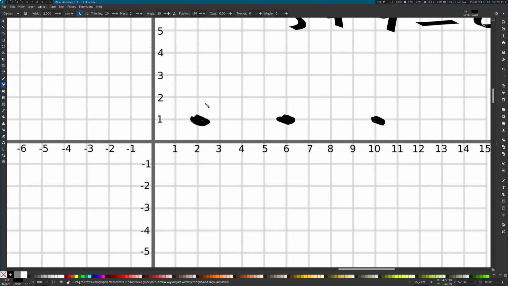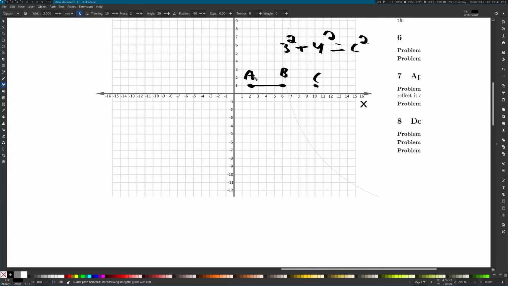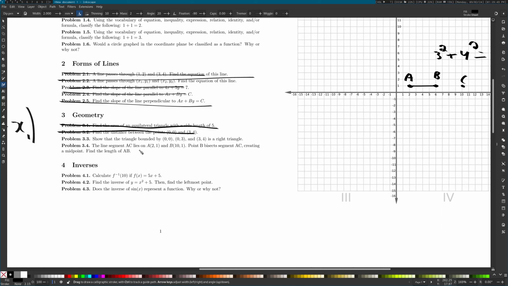Okay. So we have A, B, C, and we have to find the length of AB. How do you find the length of AB? Either distance formula or you could count it in this case. So it's just 4. This one happens to be on a line, and it's not on a diagonal. If you have midpoints, you're going to take the average of the x's and the average of the y's.